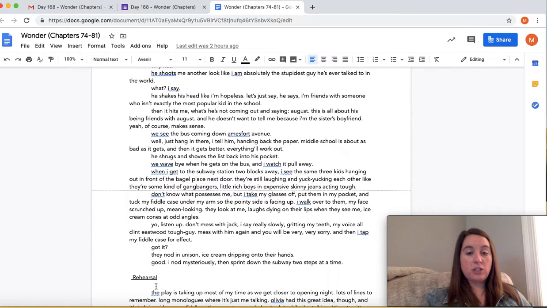When I get to the subway station, 2 blocks away, I see the same 3 kids hanging out in front of the bagel place next door. They're still laughing and yucking it up like they're some kind of gangbangers. Little rich boys in expensive skinny jeans, acting tough. Don't know what possesses me, but I take my glasses off, put them in my pocket, and tuck my fiddle case under my arm so the pointy side is facing up. I walk over to them, my face scrunched up, mean looking. They look at me, laughs dying on their lips when they see me. Ice cream cones at odd angles.